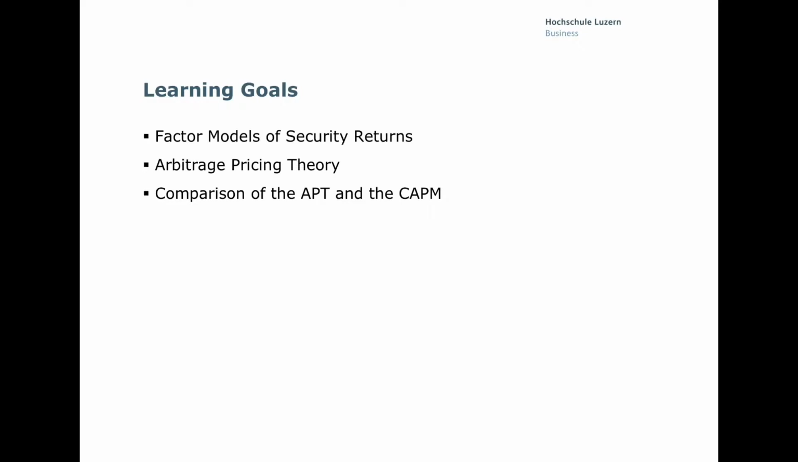The learning goals for session 1.2 are: you should be able to apply the concept of multi-factor models of risk and return. You know the concept of arbitrage pricing theory, and students should be able to know the differences between the APT and the CAPM.